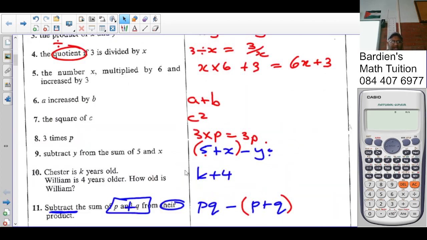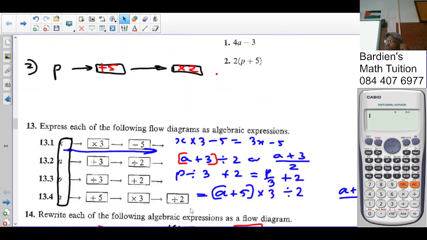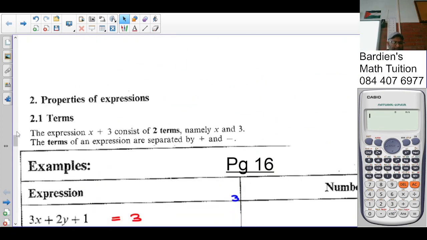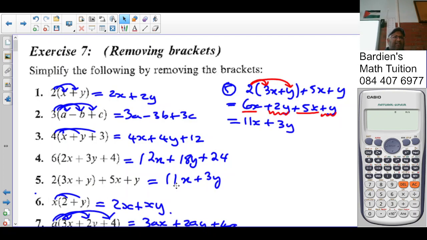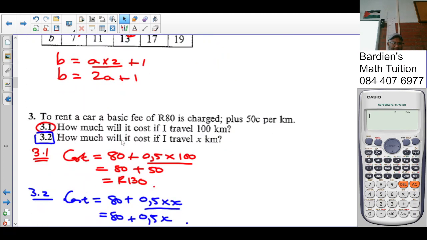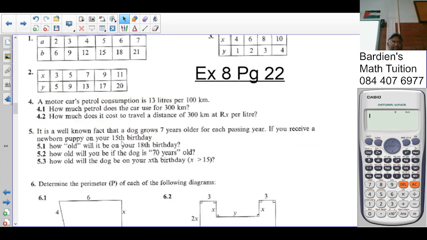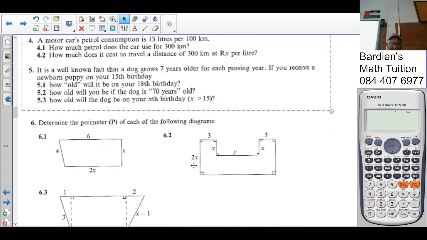So at this point we are wrapping up the topic on introduction to algebra. I think we're on exercise 6 or 7? 8. Exercise 8. Formula or formulae.